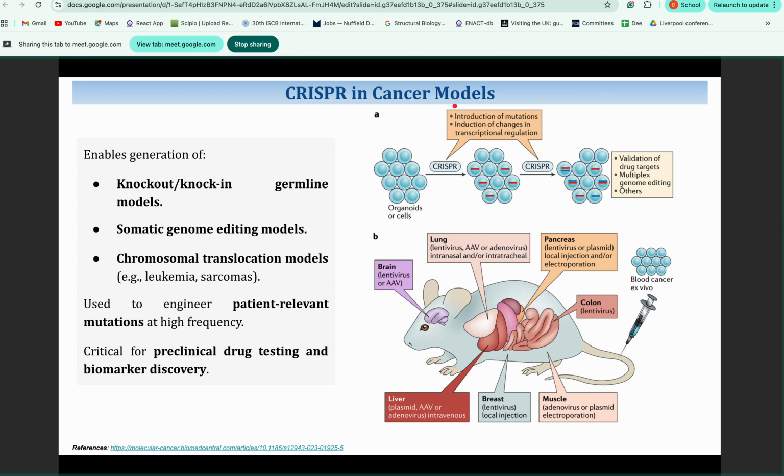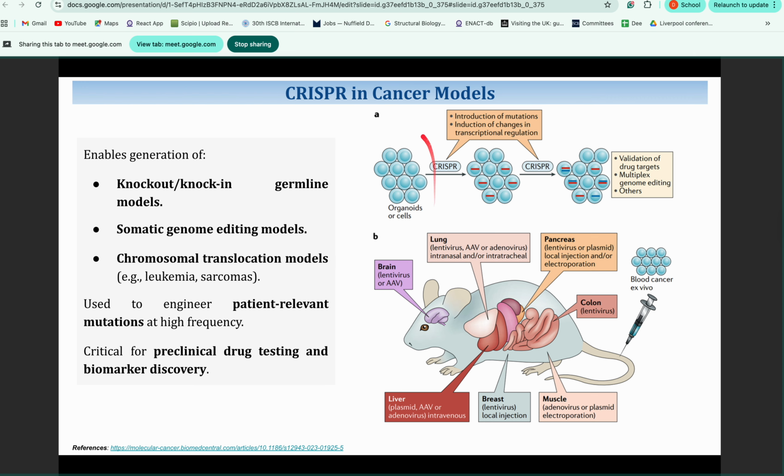Okay, now CRISPR in the cancer models. With the help of CRISPR, you can knock out or knock in germline models, somatic genome editing models, and chromosomal translocation models, such as in the case of leukemia and sarcoma. It is used to engineer patient relevant mutations at high frequency, and it is critical for preclinical drug testing and biomarker discovery.